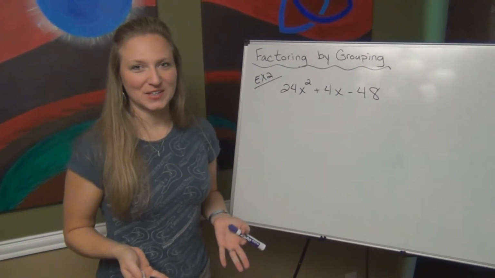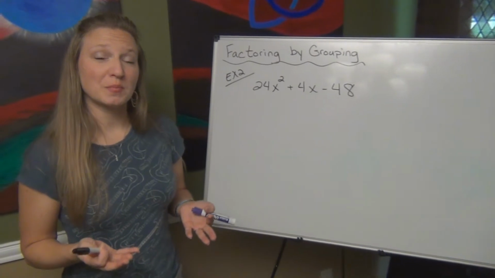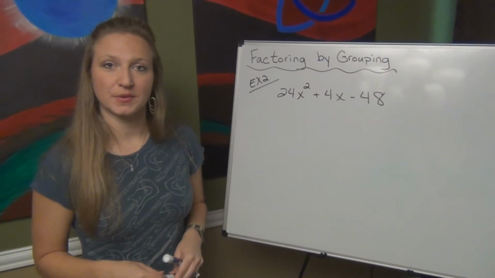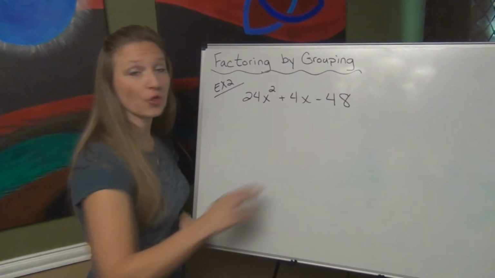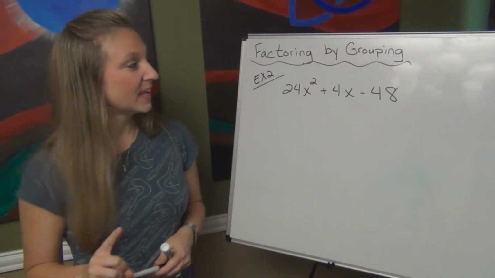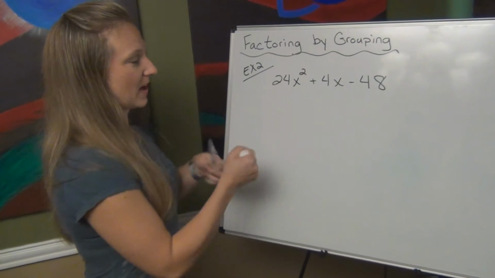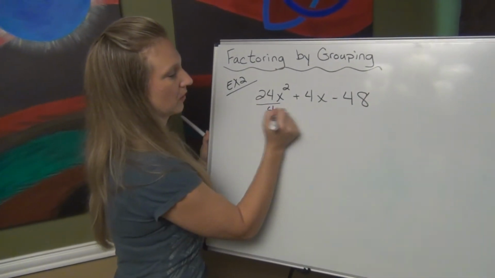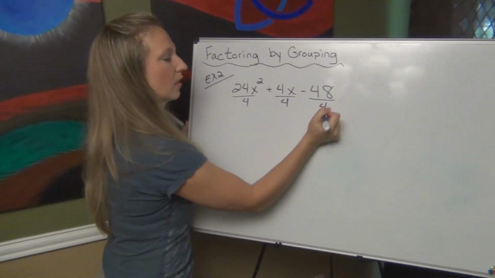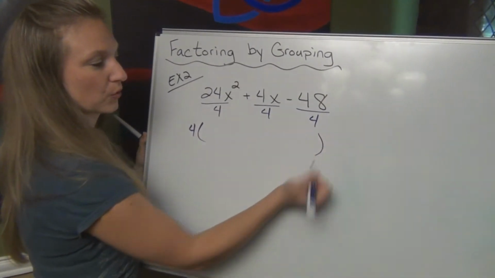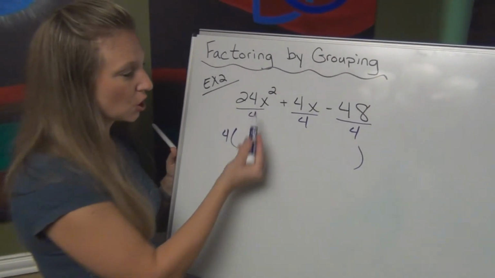All right, let's try one more example and make sure we got the hang of this. So remember, the first thing we're looking for is a greatest common factor. Can we divide all 3 terms by one number? In this case, we can divide them all by 4. So if I divide them all by 4, I will create a new trinomial to factor.